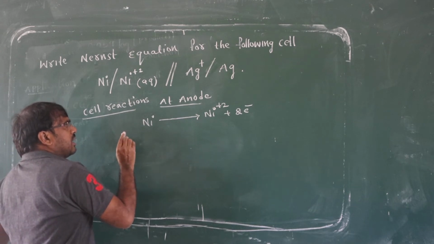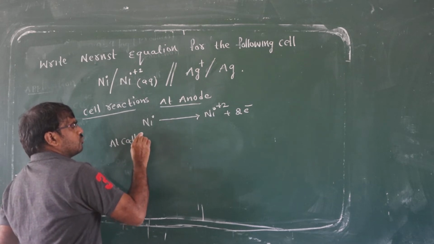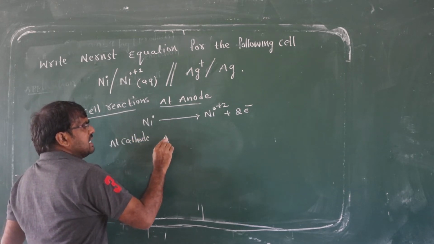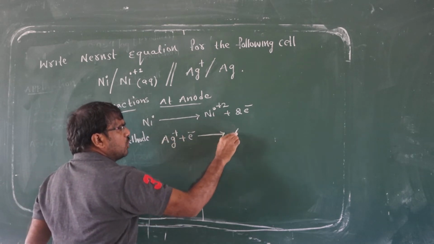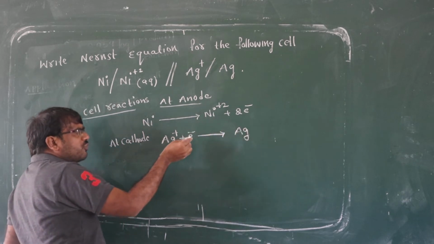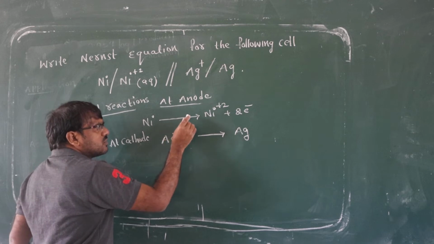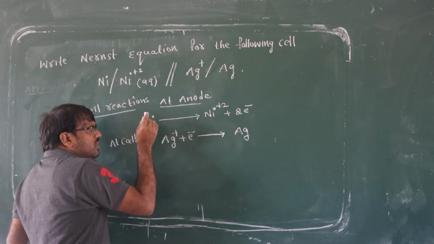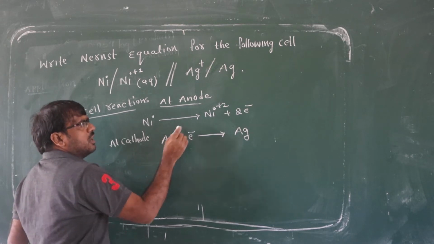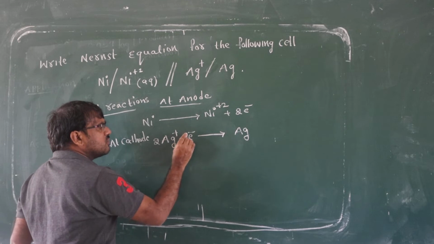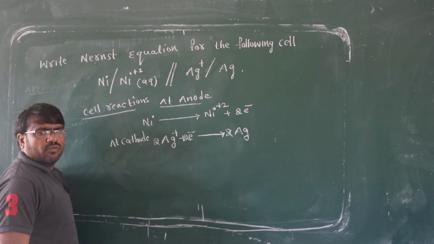Next, at the cathode, what happens? Ag+, by gaining 1 electron, is converted into Ag. But here we have to balance the electrons. The number of electrons lost by one species must be equal to the number of electrons gained by the other species. That's why we have to multiply this equation by what? 2 Ag. So this is the equation we will get.